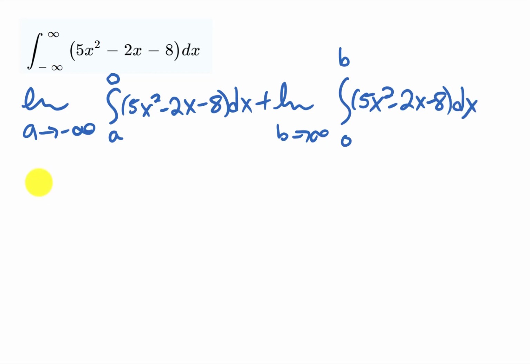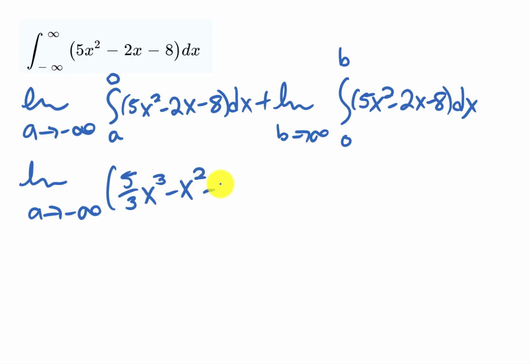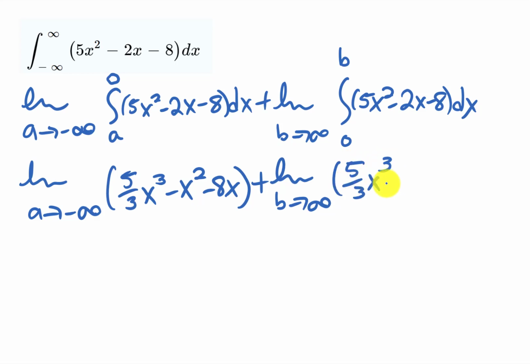So we have the limit as a approaches negative infinity of 5/3 x cubed minus x squared minus 8x plus the limit as b goes to infinity of 5/3 x cubed minus x squared minus 8x. Oh, I didn't put this in. Evaluated from, this one is from a to 0, and this one is from 0 to b. So now let's go ahead and do the evaluation.